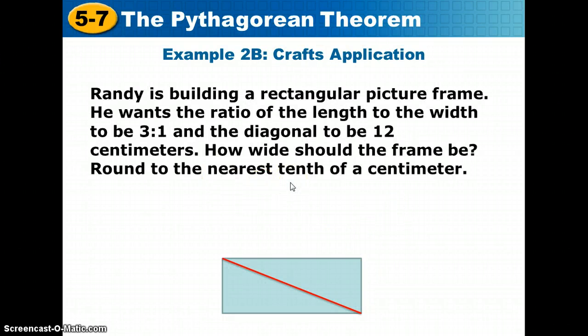Alright, so here's example 2b. Randy is building a rectangular picture frame. I've gone ahead and given you a little bit of a diagram here. Why don't you draw that in on your own notes as we read through this.